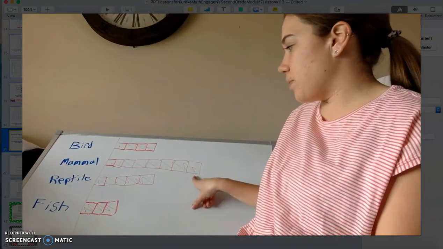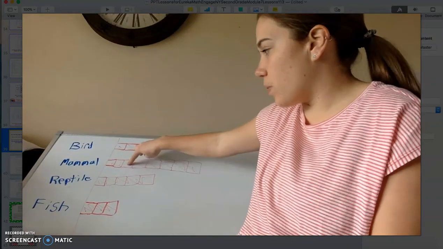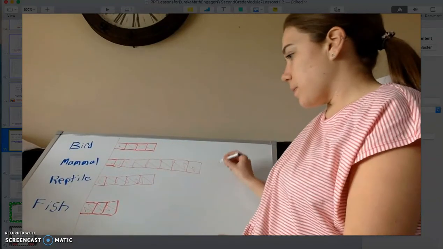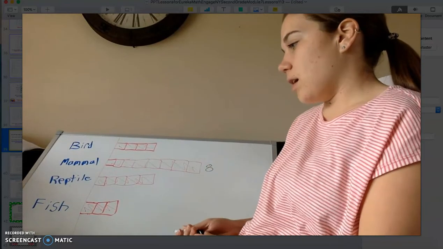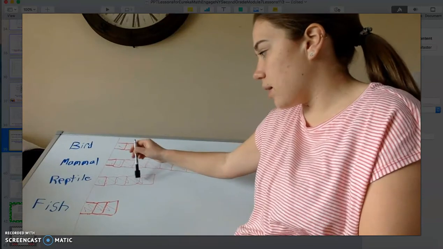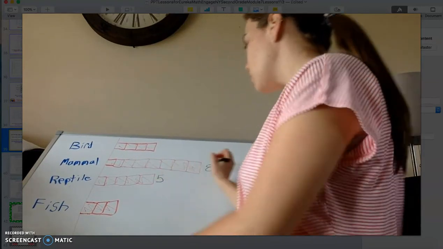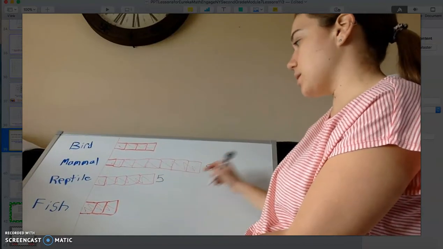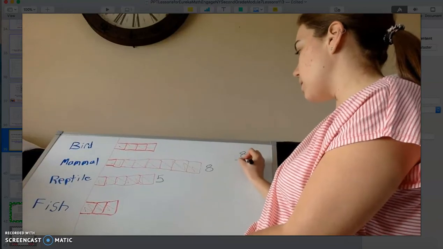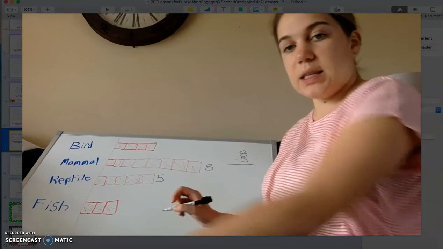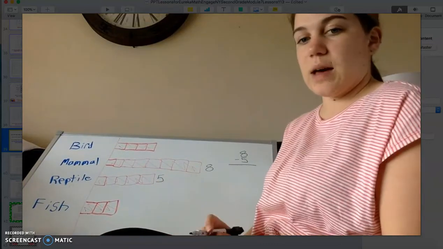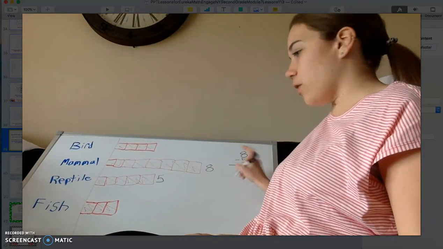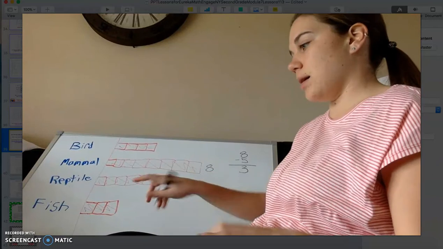So let's look at our mammals. Let's see how many mammals there are. 1, 2, 3, 4, 5, 6, 7, 8 mammals. And there are 1, 2, 3, 4, 5 reptiles. To figure out how many more mammals than reptiles there are, we would do 8 minus 5. So we can find the difference between the two. If we did 8 minus 5, what would we get? Good, 3. So there are 3 more mammals than reptiles.